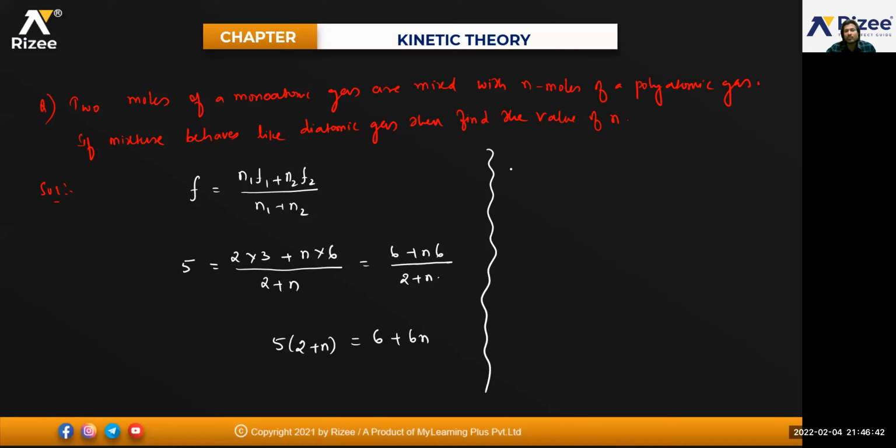So this will be 5 twos are 10 plus 5N is equal to 6 plus 6N. So this becomes 10 minus 6 is equal to 6N minus 5N. So that will be equal to N, which is nothing but 4. So N is equal to 4. That will be the answer. Clear? Is it clear? Any doubt in this one?